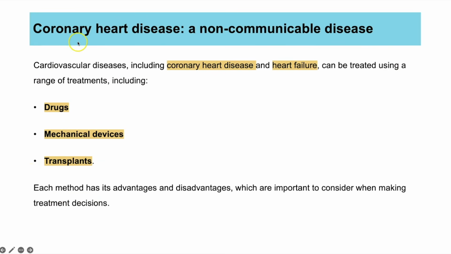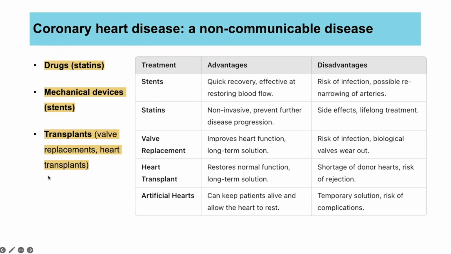So coronary heart disease is an example of cardiovascular diseases. Cardiovascular means any disease linked to the heart or blood vessels. So it could be coronary heart disease or it could be heart failure. And you need to know a very little bit about this, mainly looking at how it can be treated. And it could be treated using certain drugs, mechanical devices, or even having transplants. So the drugs would be statins, mechanical devices would be things like stents, and then transplants could be a valve or it could be a heart transplant.